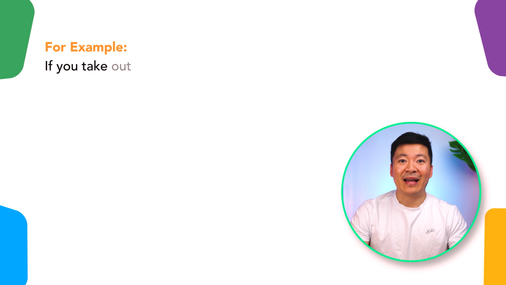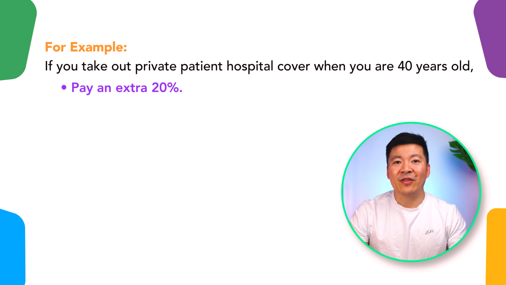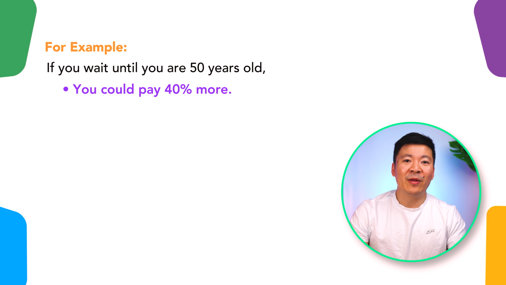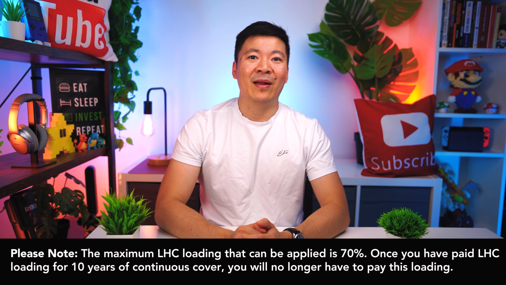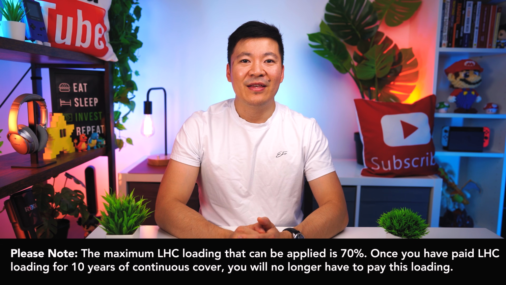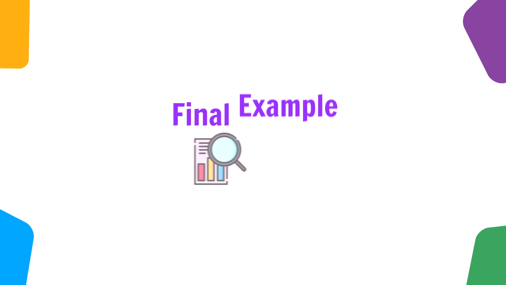For example, if you take out private patient hospital cover when you are 40 years old, you could pay an extra 20% on the cost of this cover per year for 10 years. If you wait until you're 50 years old, you could pay 40% more per year for 10 years. Please note the maximum LHC loading that can be applied is 70%. Once you have paid your LHC loading for 10 years of continuous cover, you will no longer have to pay for this loading. If you cancel your private patient hospital cover after paying for the LHC loading for 10 continuous years, you may become liable to pay for the LHC loading again if you take out another private patient hospital cover later on.